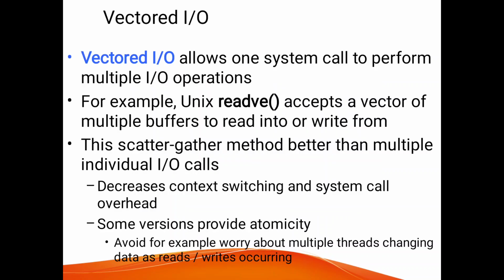Vector I/O allows one system call to perform multiple I/O operations. For example, the Unix readv accepts a vector of multiple buffers to read into or write from. This read device accepts many requests for both read and write. This scatter-gather method is better than multiple individual I/O calls.